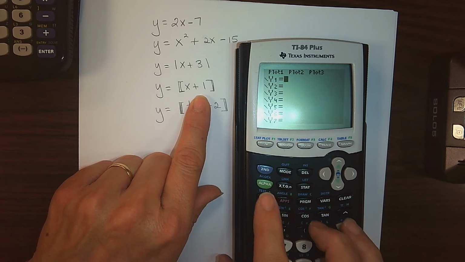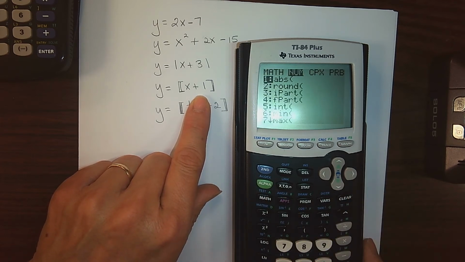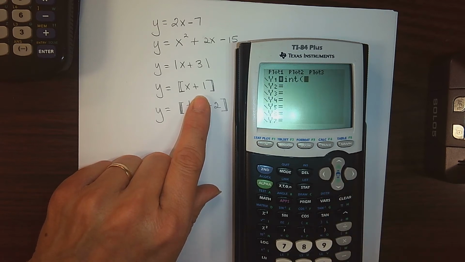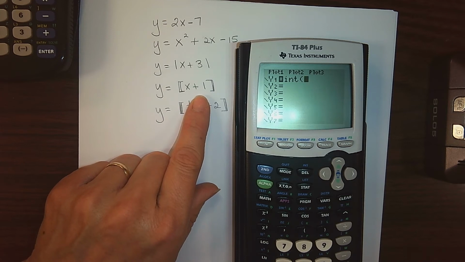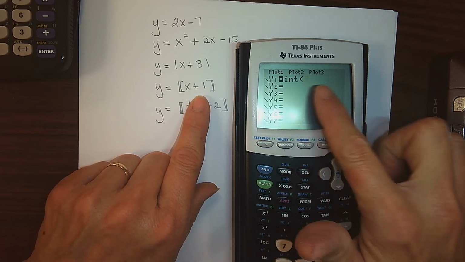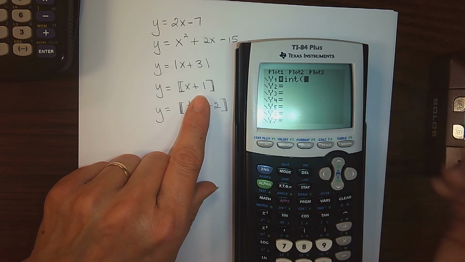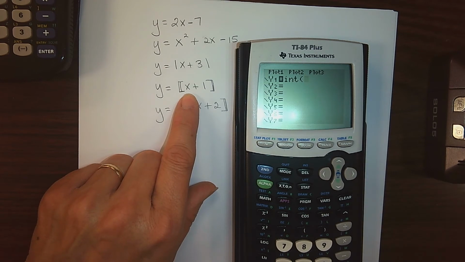Remember that I said if you hit this key below alpha, the math key, and go over to number, the fifth item down says INT for greatest integer function. And it doesn't give us the symbols, it does just give us a parenthesis, but what this means is, what is it that you'd like to take the greatest integer function of? What is the input going to look like? And so X plus 1 is what I'm putting in there.